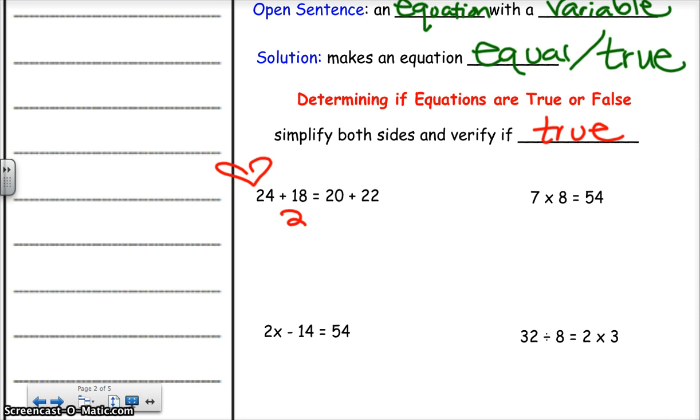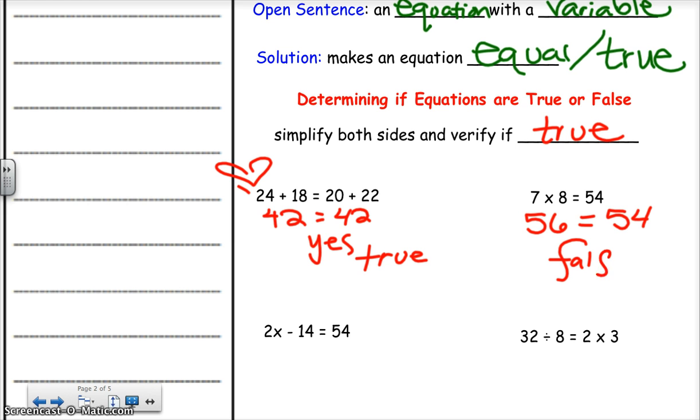Well, 8 plus 4 is 12. I'm carrying a 1, 2, 3, 4. Does 42 equal 42? Yes, it's true. You say true, or you could say yes. It means the same thing. If you say yes, you're saying it's true. 7 times 8 equals 54. Is that a true or false statement? Does 56 equal 54? No, it is a false equation.